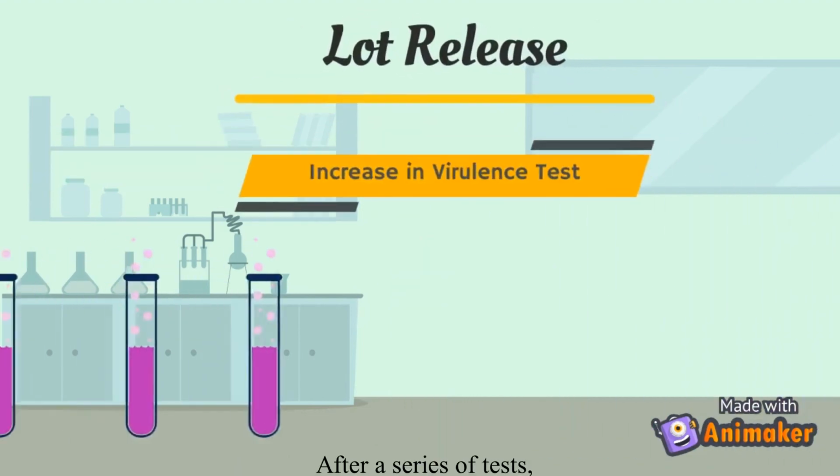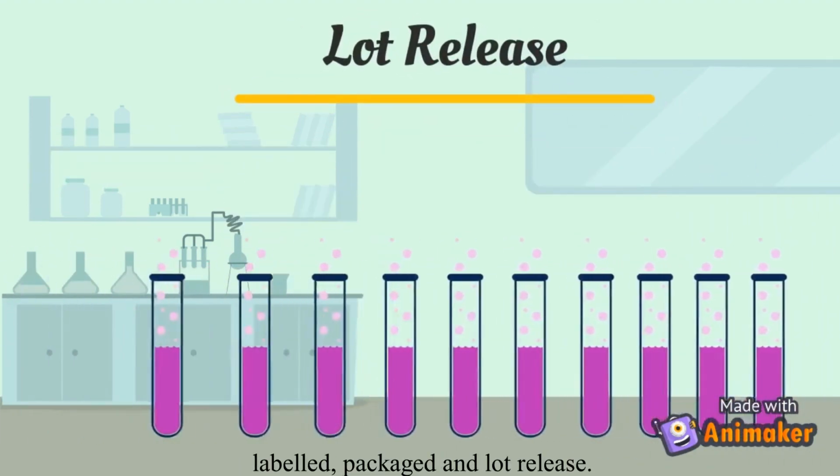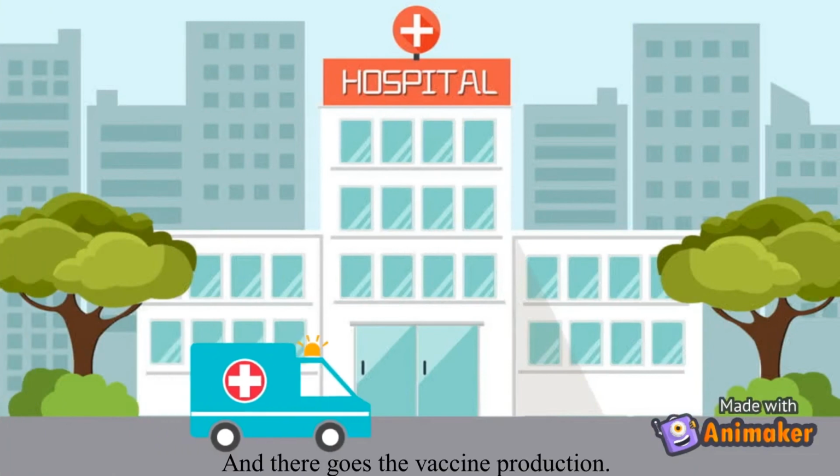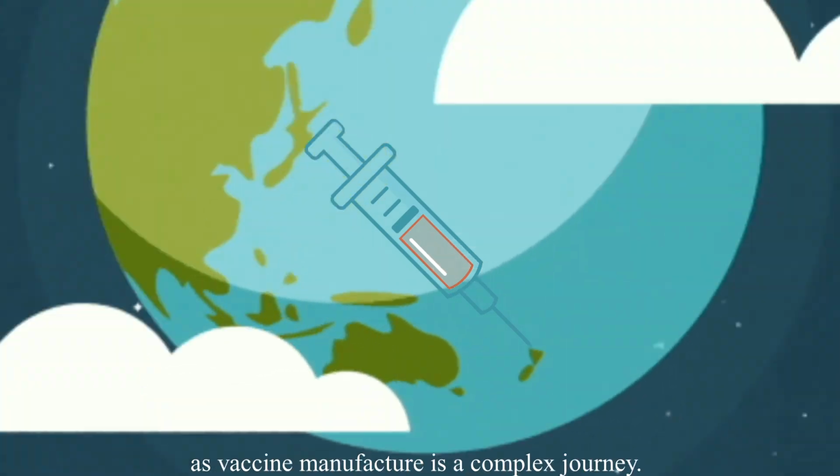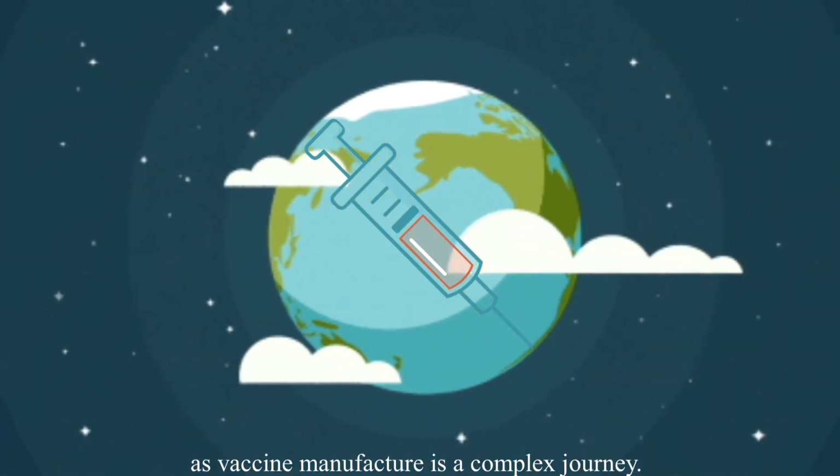After a series of tests, the vaccines are ready to be labeled, packaged, and lot released. And there goes vaccine production. It takes around 6 to 36 months for the whole process, as vaccine manufacture is a complex journey.